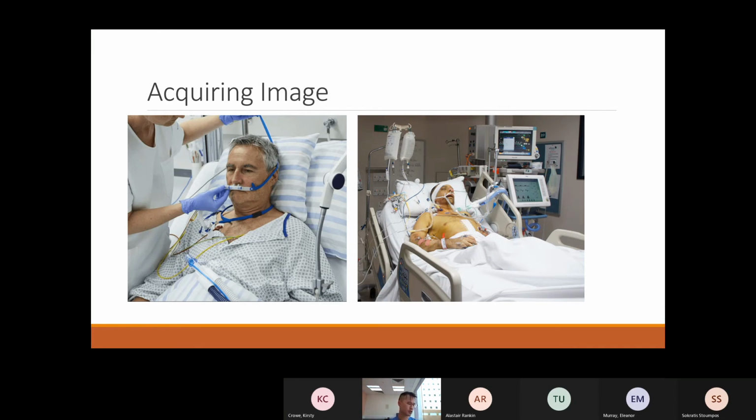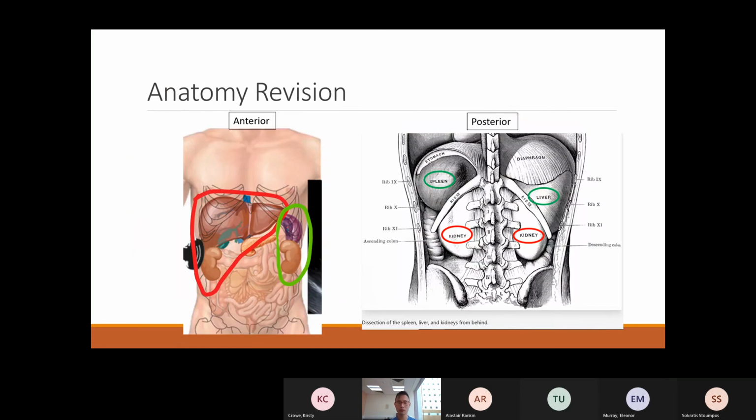And in my experience, it is actually more difficult to find the kidneys in a supine patient compared to a prone patient. So I would just like to talk about a couple of things that help me get a good quality image quickly, and I hope that will help you when you scan your patient's kidneys. So first thing that I want to talk about is some anatomy.